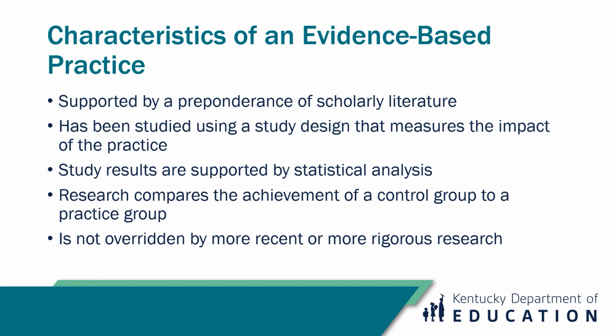Statistical analysis means that there are numbers involved. I usually look for tables and numbers when I'm evaluating the rigor of a study. The research compares the achievement of a control group versus a practice group. The study cannot be overridden by more recent or more rigorous research.